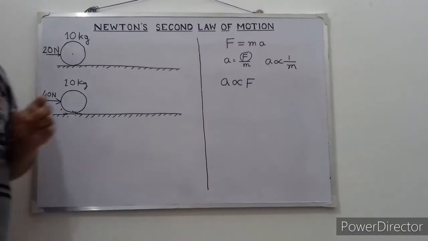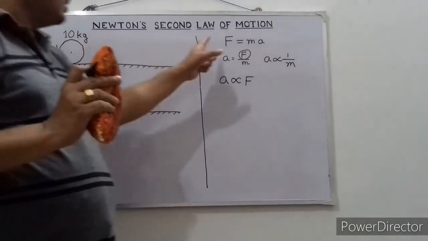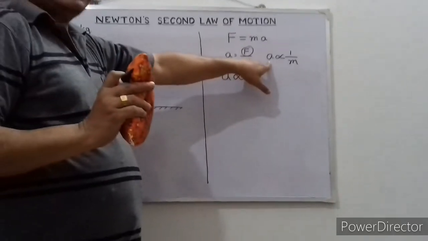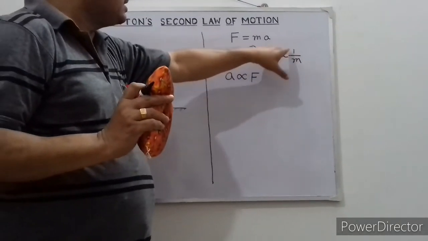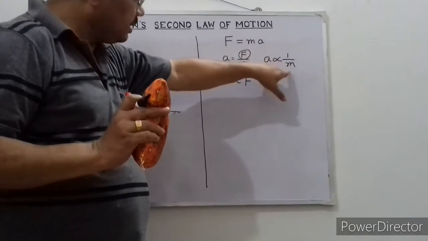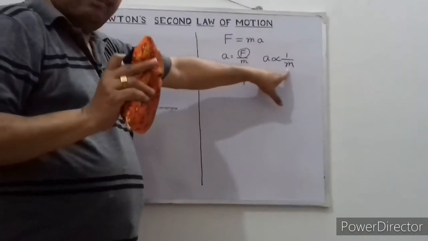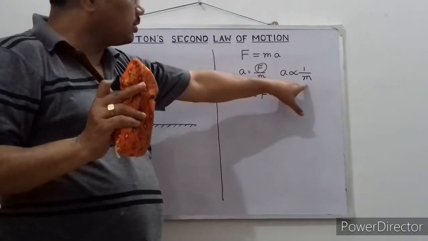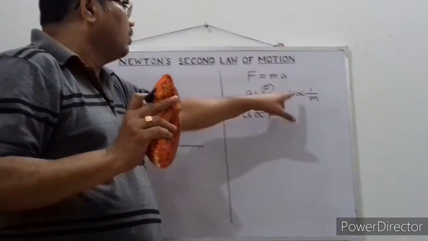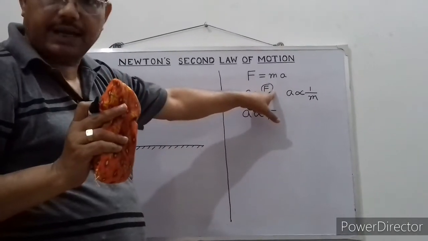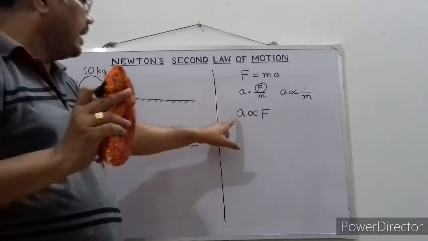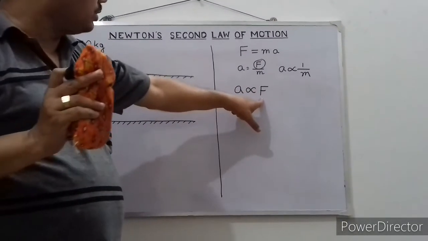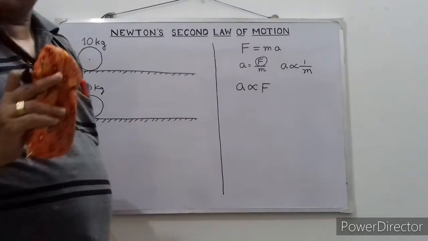So, alternatively we can say that Newton's second law is like that: acceleration of a body is inversely proportional to the mass of the object when the same force is applied, and acceleration of a body is directly proportional to the force if mass is constant.